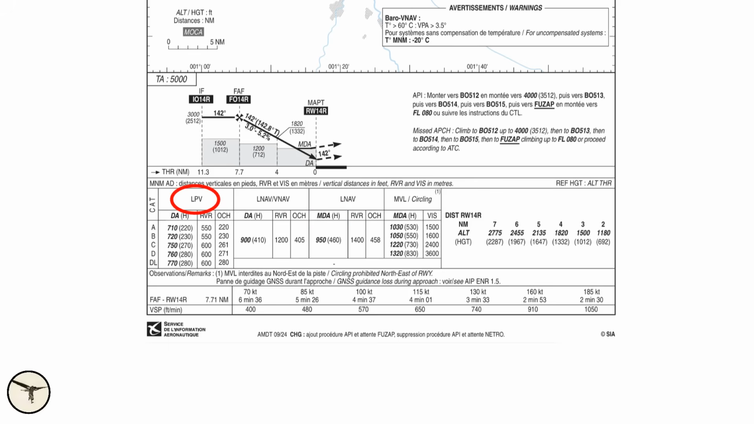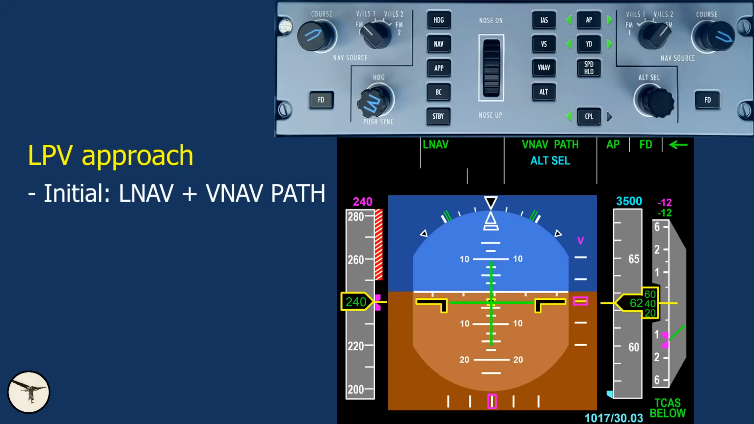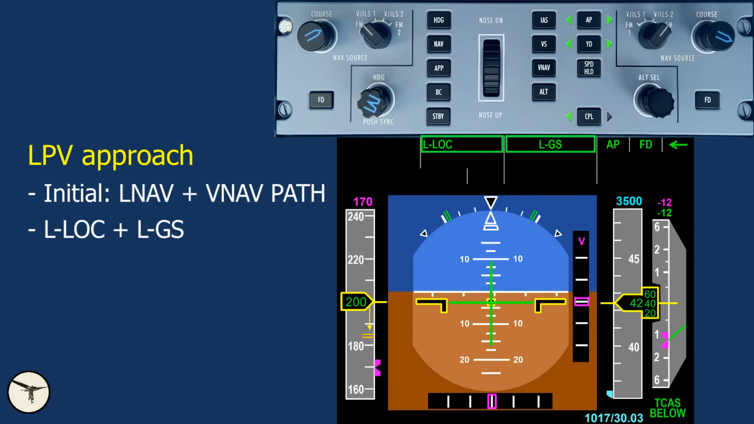This type of approach requires installation of additional equipment in the aircraft. When the aircraft is cleared for approach, the approach push button is pressed. This arms L-LOC and LGS modes. They behave like an ILS localizer and glide slope.